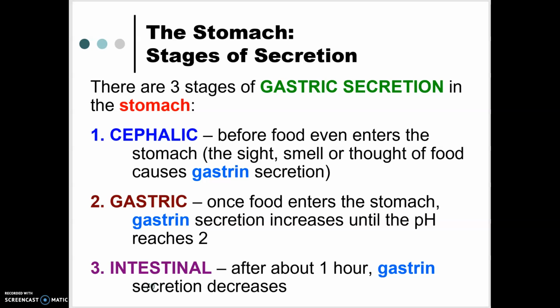Once you swallow food and food enters your stomach, then gastrin is going to increase, of course, so it can deal with the food that's there. And then the third stage of gastric secretion is intestinal, and the gastrin keeps being secreted for about an hour after you've eaten food.